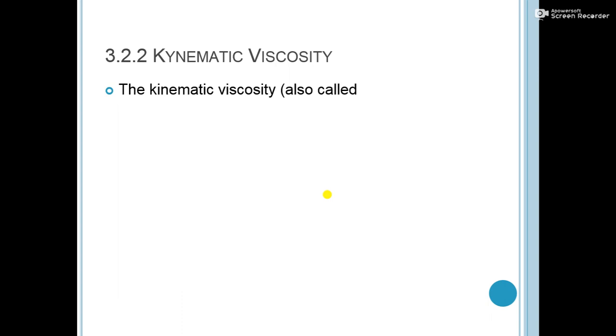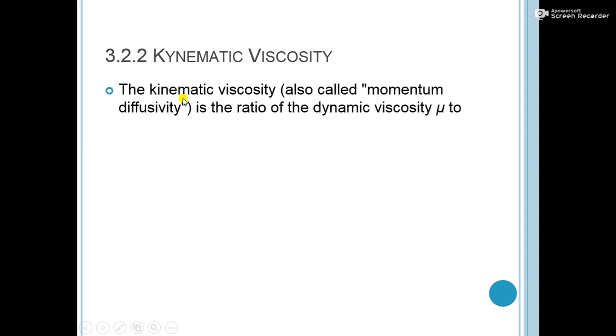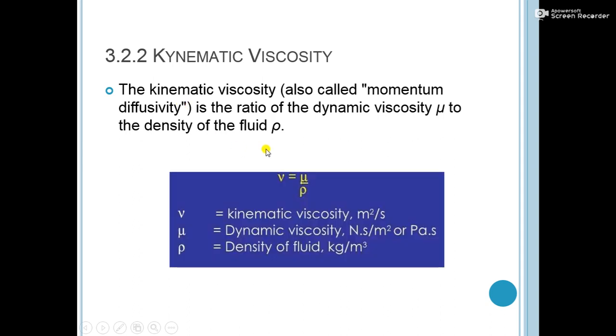Next is kinematic viscosity or diffusive viscosity, momentum diffusivity. It is the ratio of dynamic viscosity to the density of the fluid. It is denoted by nu and its unit is meter square per second. So nu is equal to mu upon rho.